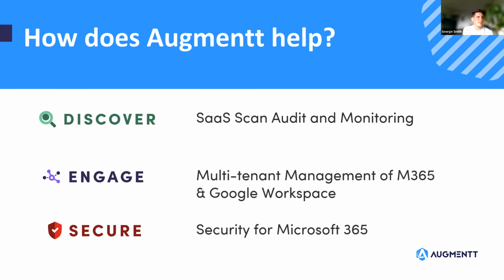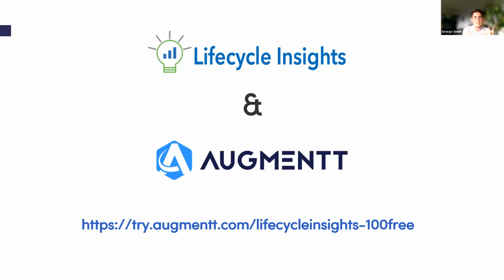So in terms of what Augment does very quickly, we've got three main modules: Discover, Engage, and Secure. The one we're going to focus on today is Discover, which is giving you that full list of all SaaS applications.